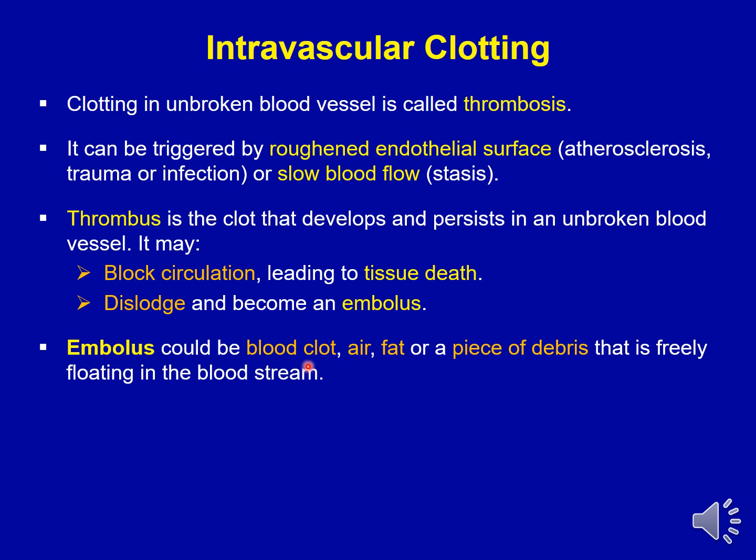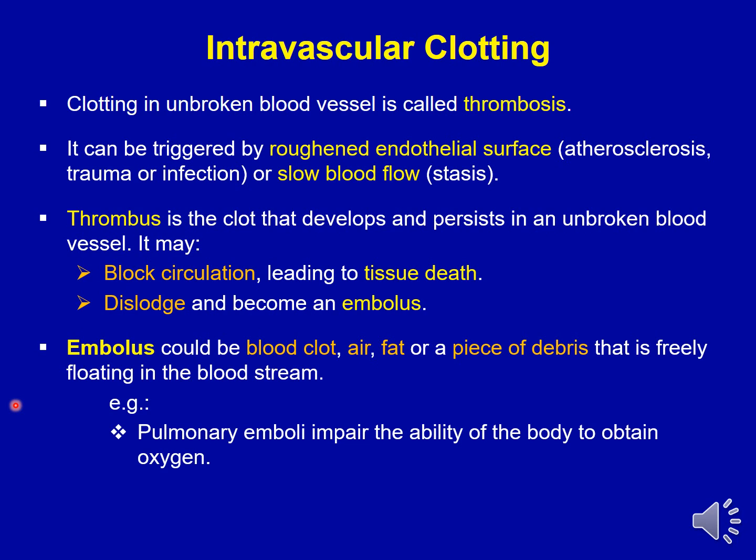An embolus could be a blood clot, or air, or fat, or a piece of debris that is freely floating in the bloodstream. So the embolus circulating inside the bloodstream could be a blood clot, part of a thrombus that dislodged, or air, fat, or debris. For example, pulmonary emboli impair the ability of the body to obtain oxygen.